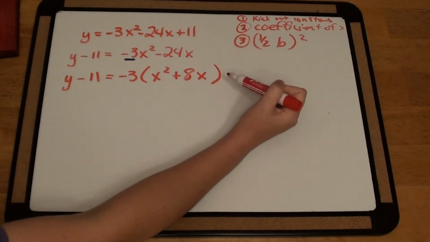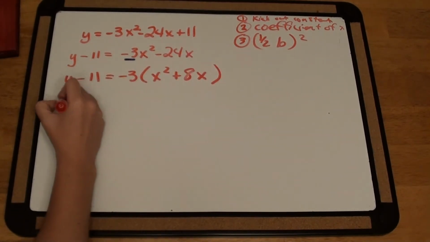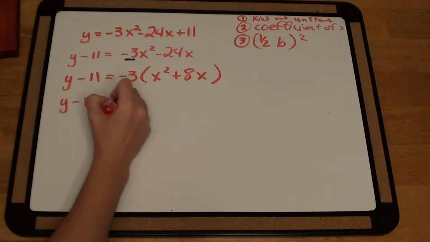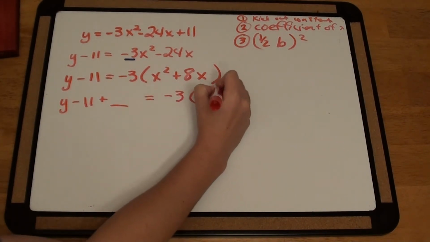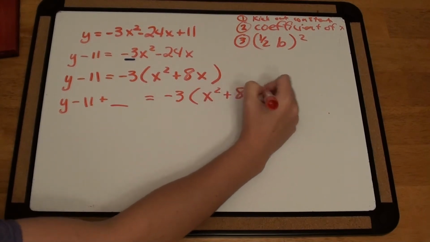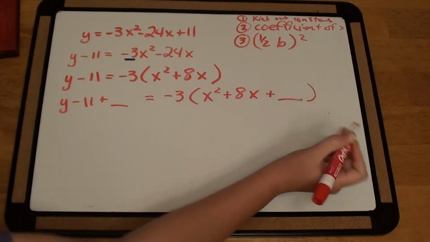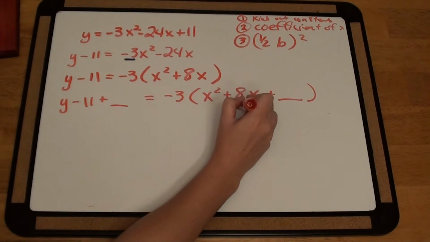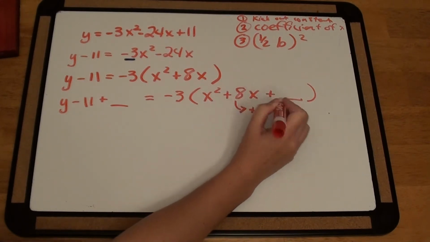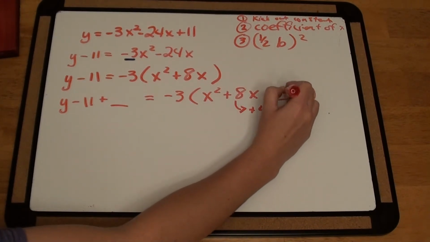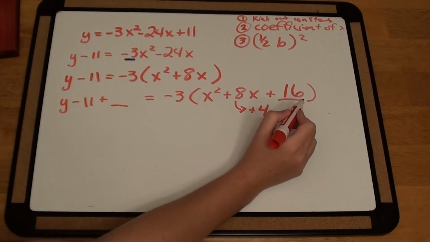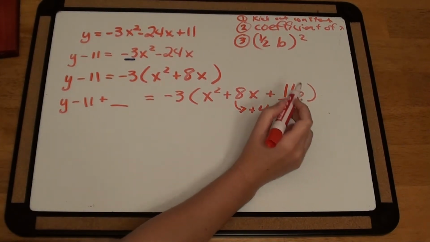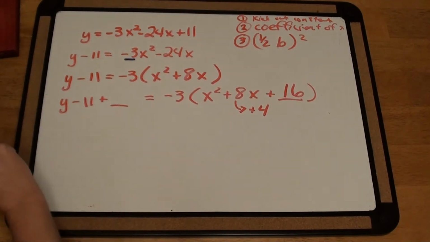I'm going to take 1/2 of b and I'm going to square it, and I'm going to leave space on this side for whatever I get. So half of this is a positive 4. 4 squared is 16. I added 16 to this side, or it appears that I added 16 to this side. So how much do I have to add to this side? Think about this and answer this question in your head.